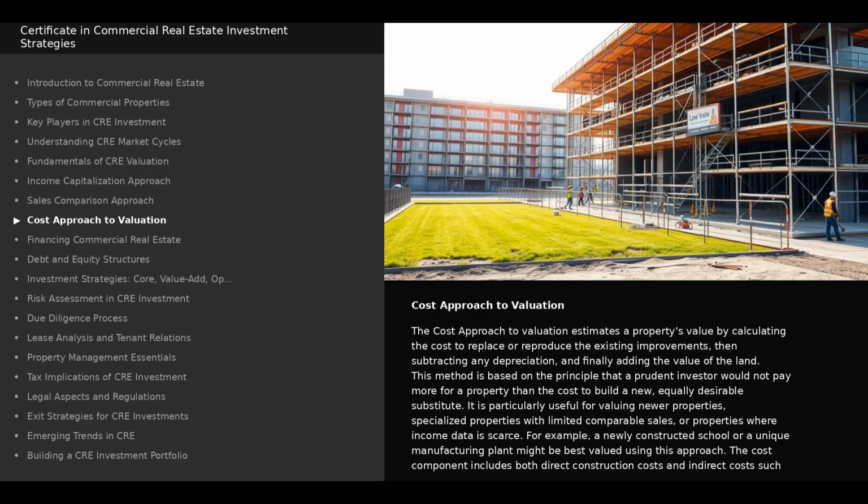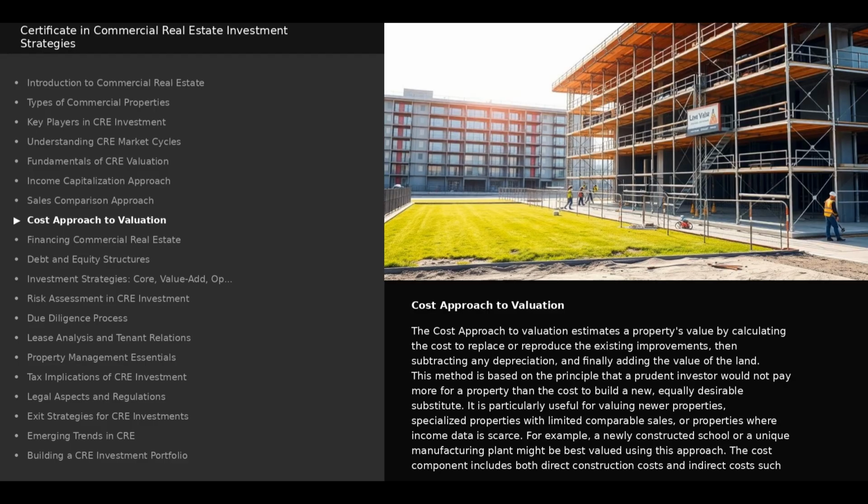Cost approach to valuation. The cost approach to valuation estimates a property's value by calculating the cost to replace or reproduce the existing improvements, then subtracting any depreciation, and finally adding the value of the land. This method is based on the principle that a prudent investor would not pay more for a property than the cost to build a new, equally desirable substitute.